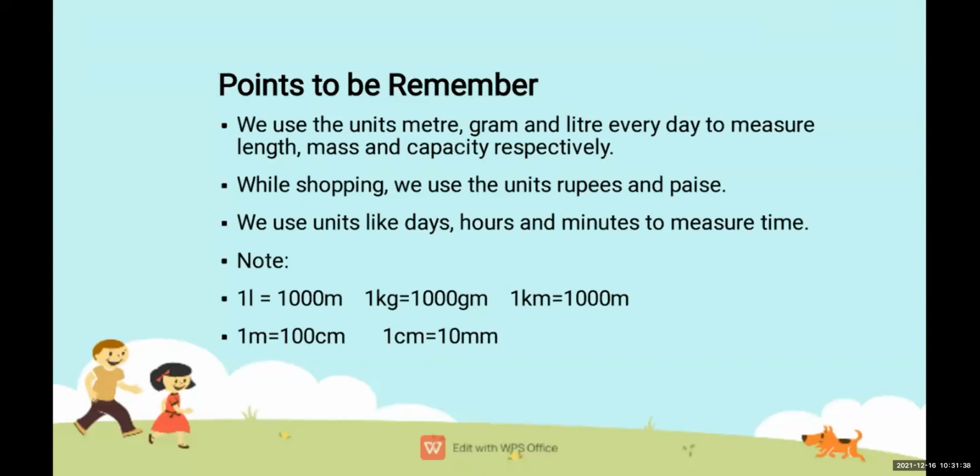Now we use units like day, hour and minute to measure time. What do we use to measure time? Now only I explain you. 1 hour is equal to how much minute? 60 minutes. Then 1 day equal to 24 hours. 1 minute is equal to 60 seconds. These all are the units which we are using for measuring time. So these all are the measurement of a particular thing.